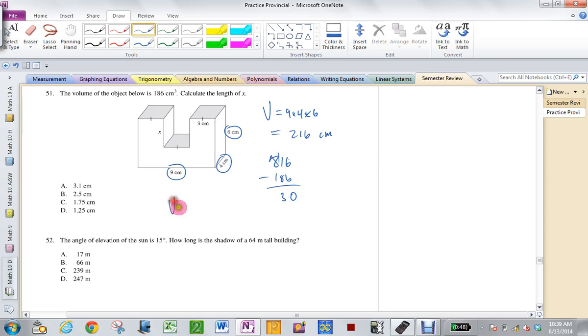So the volume equaled 30. And the volume of that is x times this, which had to be 3, times this, which we know is 4. So 12x had to equal 30. So x had to equal 2.5. B.